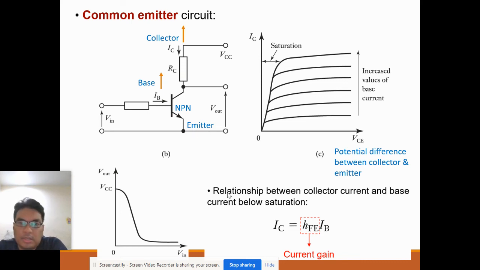So the relationship between the collector current, IC, and the base current below saturation is defined by this equation: IC is equal to hFE multiplied by IB. This is what we call the current gain.